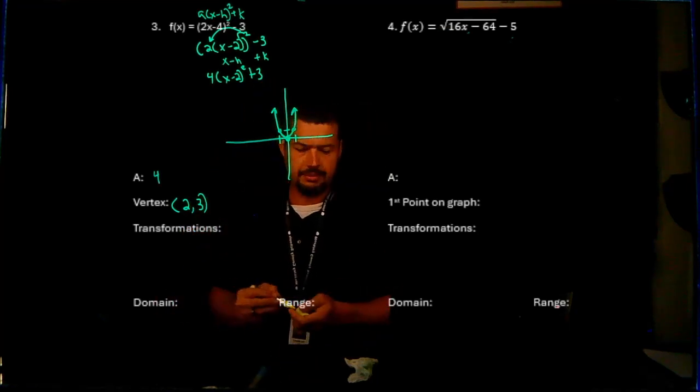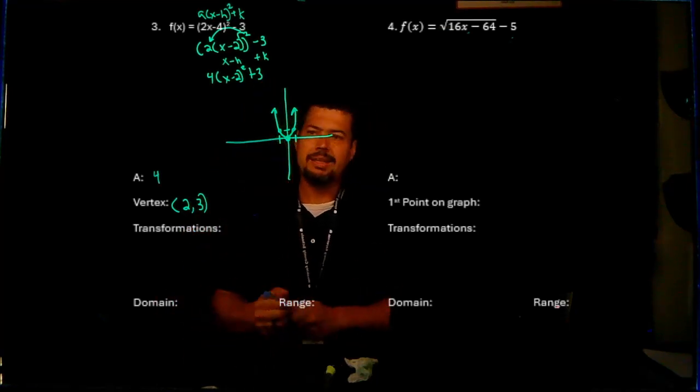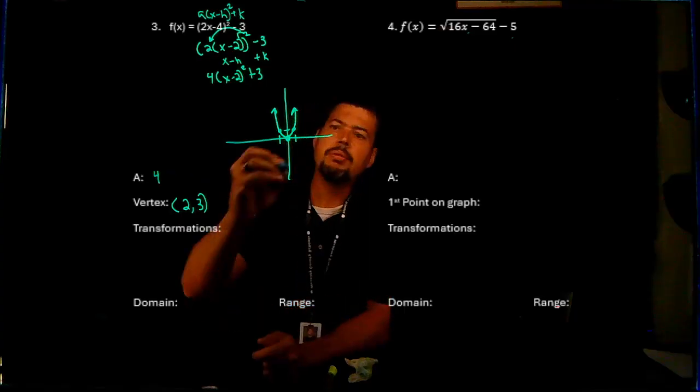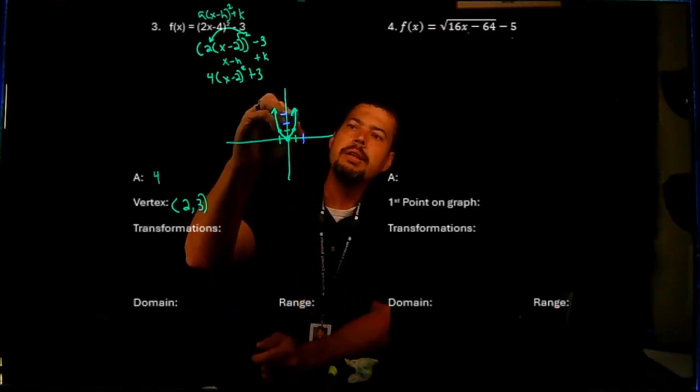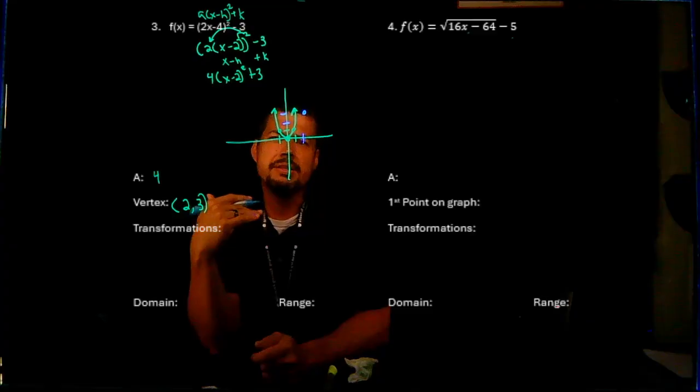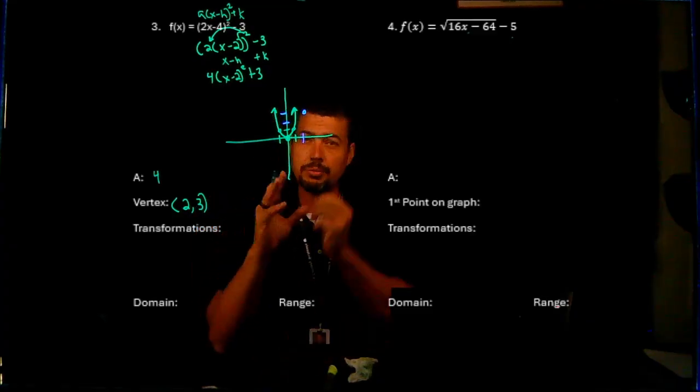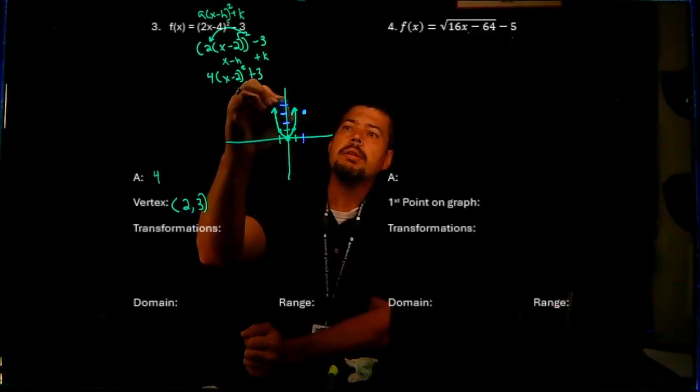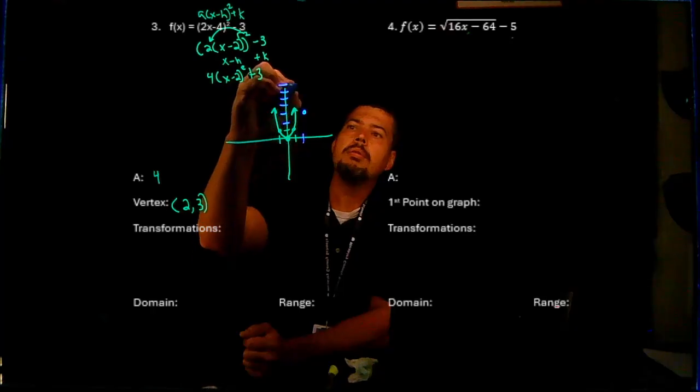Now let's graph the kid. The kid has a vertex at (2, 3), right 2, rise 3. And the kid has a very steep initial slope of 4. This thing grows really fast. 1, 2, 3, 4, 1 over.